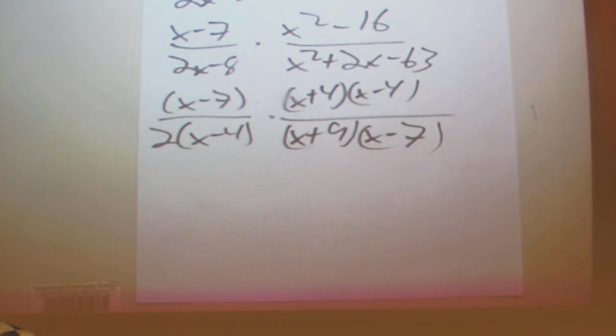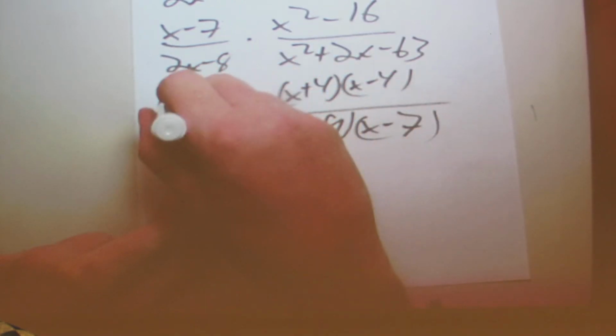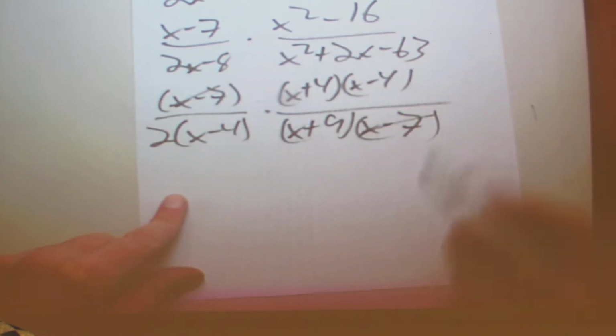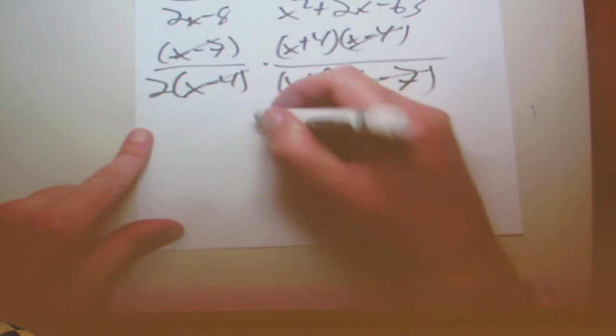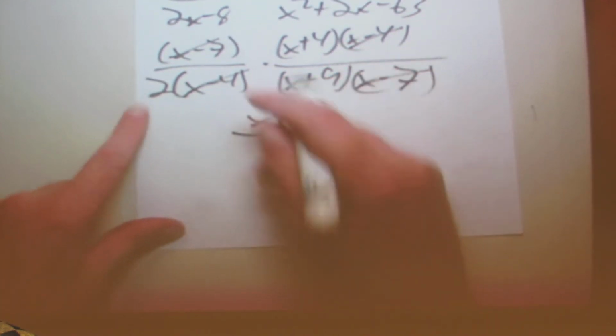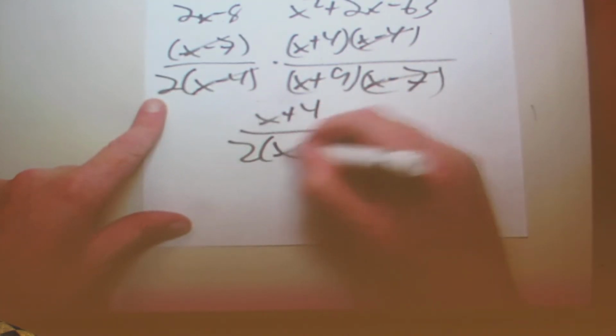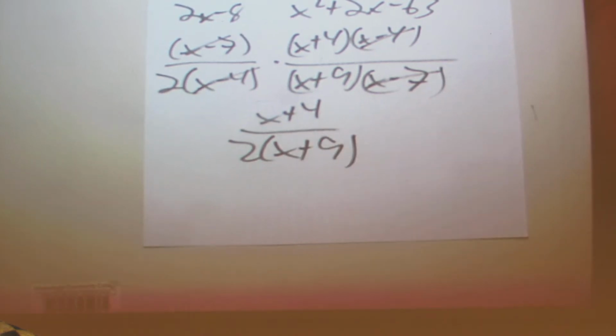So now we can cancel what we can. We have x minus 7 on top, x minus 7 on bottom. X minus 4 on top, x minus 4 on bottom. All we're left with on top is x plus 4. On bottom, we have a 2 times x plus 9.